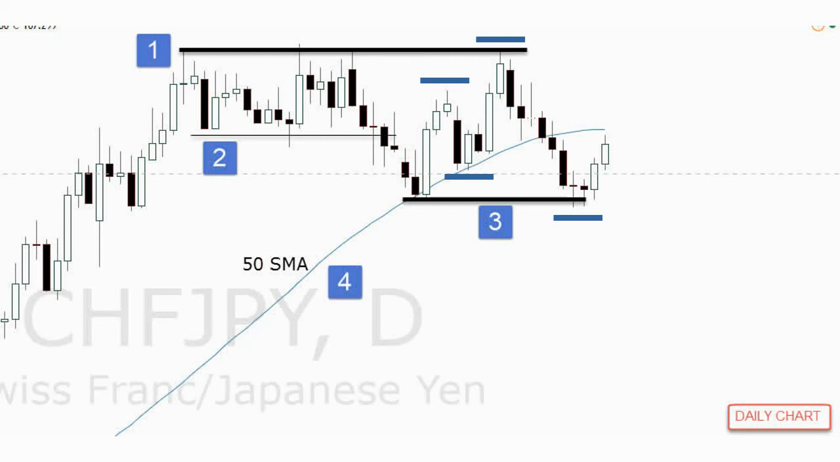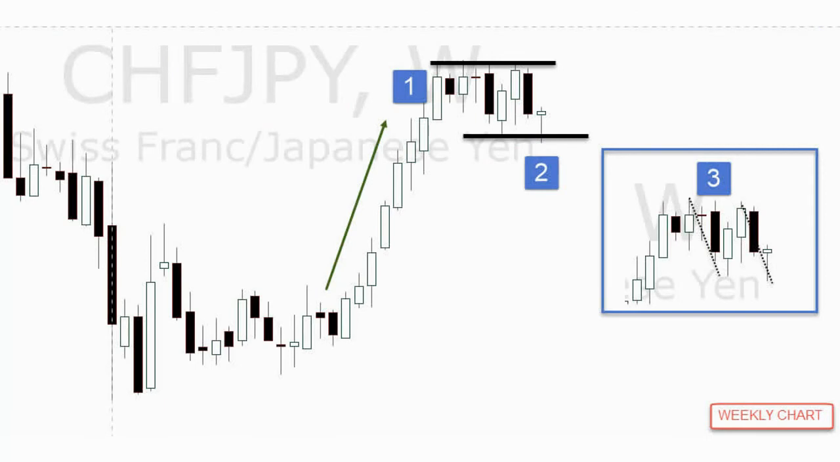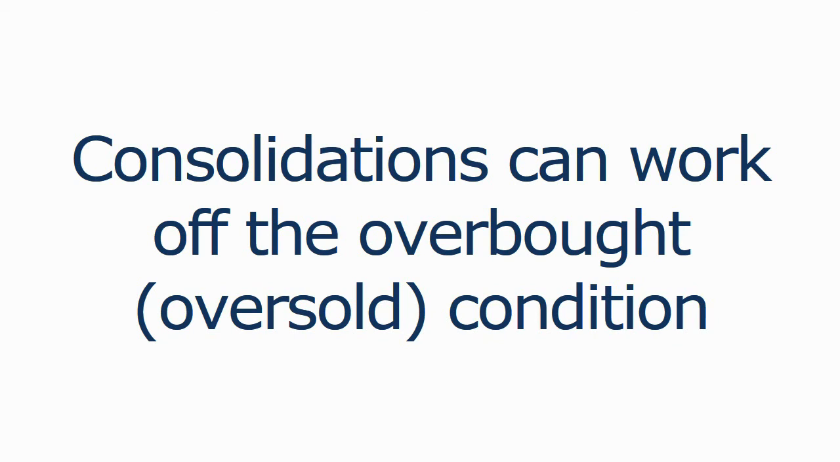Perspective is given through a higher time frame analysis on this pair. This weekly chart highlights how strong this up move really was in this currency pair. If you were to put an oversold, overbought indicator on the chart, it would indicate that this market was overbought. And the general rule is to stand aside and anticipate a reversal in price. What the indicator doesn't tell you is that even after a move like this, a consolidation can actually work off that overbought or oversold condition.